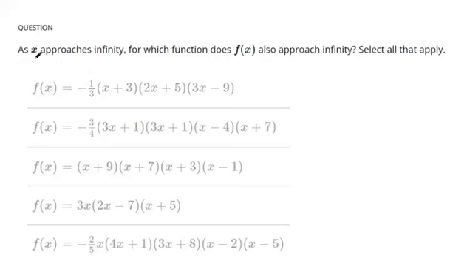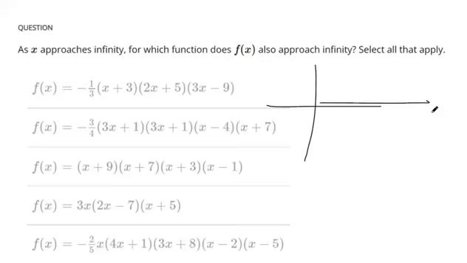The question says, as x approaches infinity, for which function does f of x also approach infinity? So in other words, if you're looking at the graph of the function, as x approaches infinity means you're looking at the function's behavior as you go further to the right on the x-axis. So that's what we're supposed to be looking at, what's happening to the graph as we keep going along the x-axis to the right.